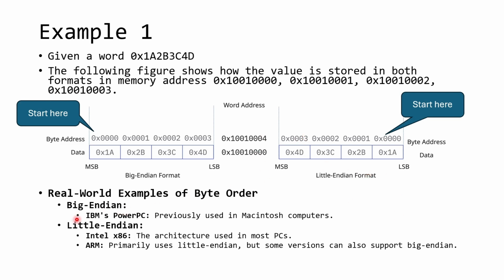Now, big endian, in a real world example, is mostly used by the IBM PowerPC, and was previously used in Macintosh computers. Little endian is used by Intel and ARM. Sometimes ARM versions can also support big endian.